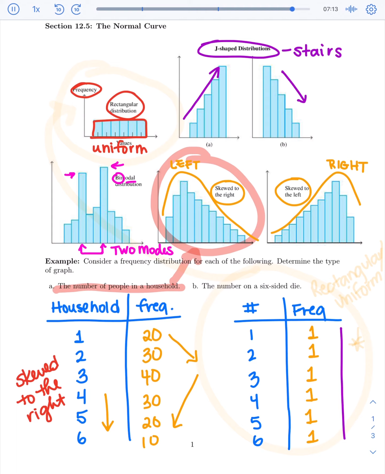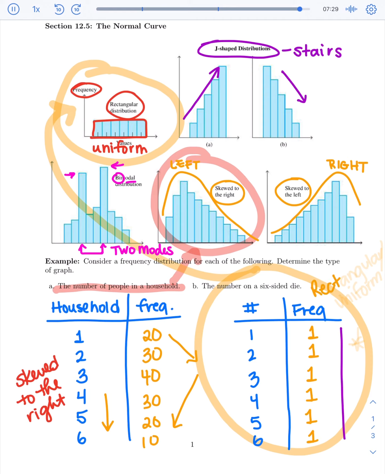So for B, this is a perfect test problem because there's no confusion that this would be a rectangular or uniform distribution. We call this rectangular, or in some textbooks they'll call it uniform. And that's it. Again, this would be a much better test question because nobody should be getting a different answer than this.